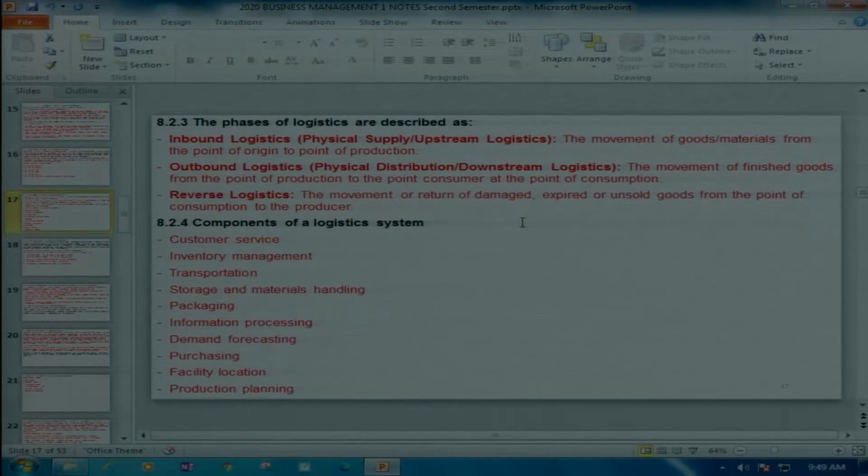Then we have the components of a logistics system, which are customer service, inventory management, transportation, storage and materials handling, packaging, information processing, demand forecasting, purchasing, facility location, production planning.